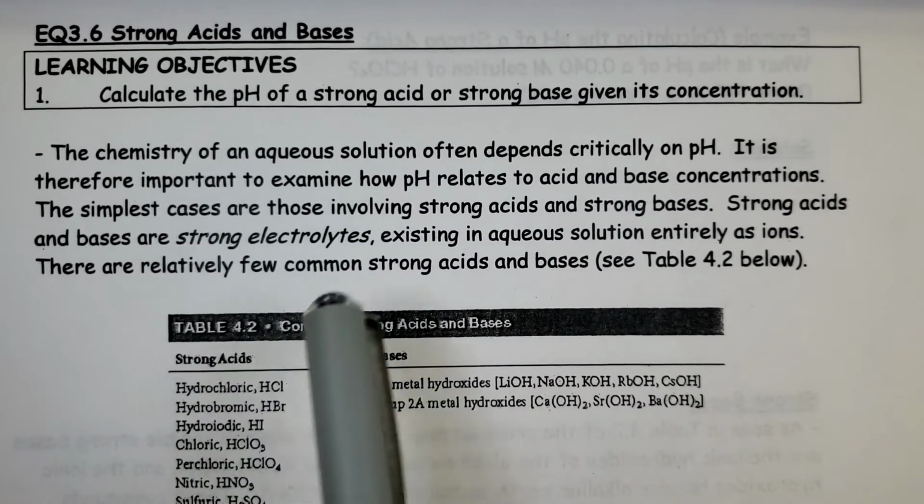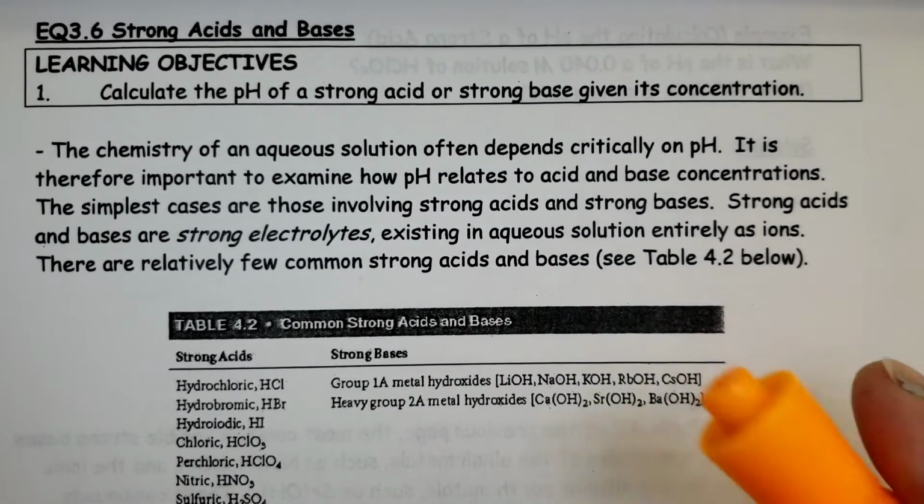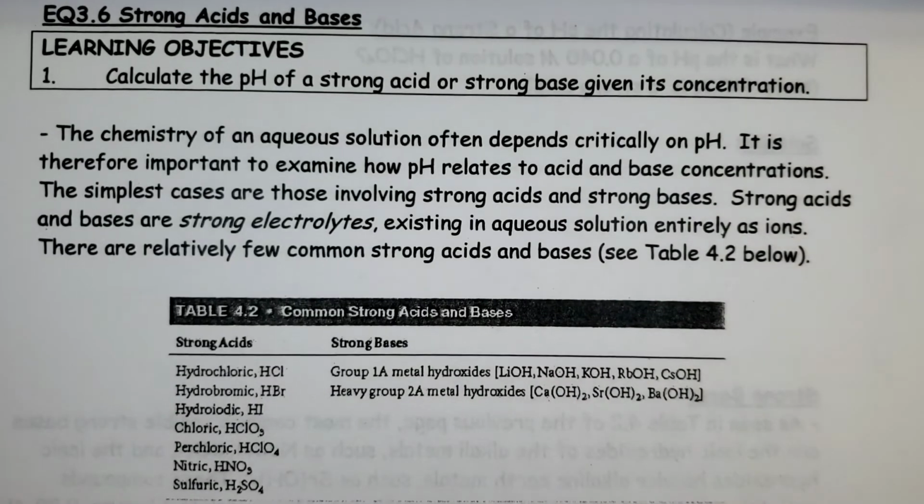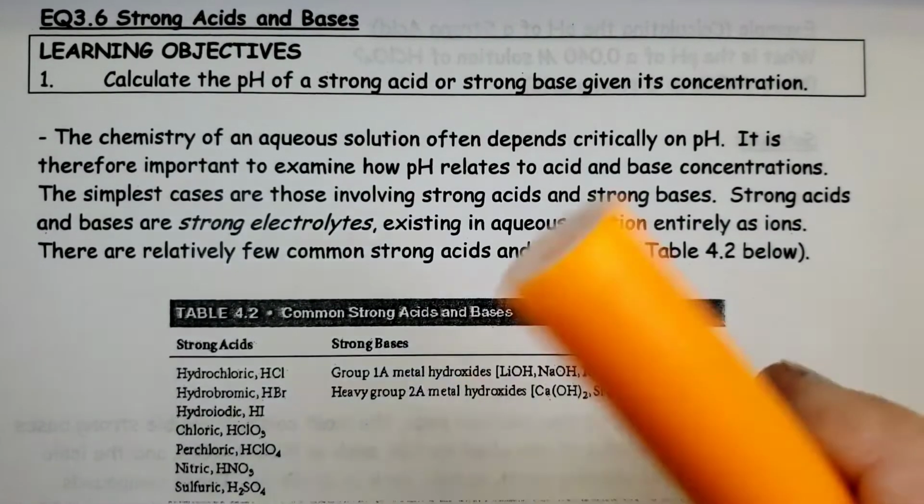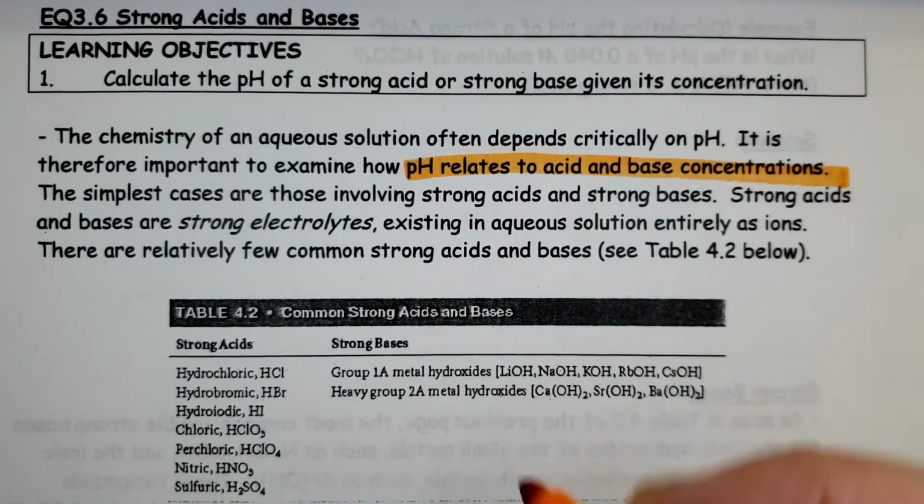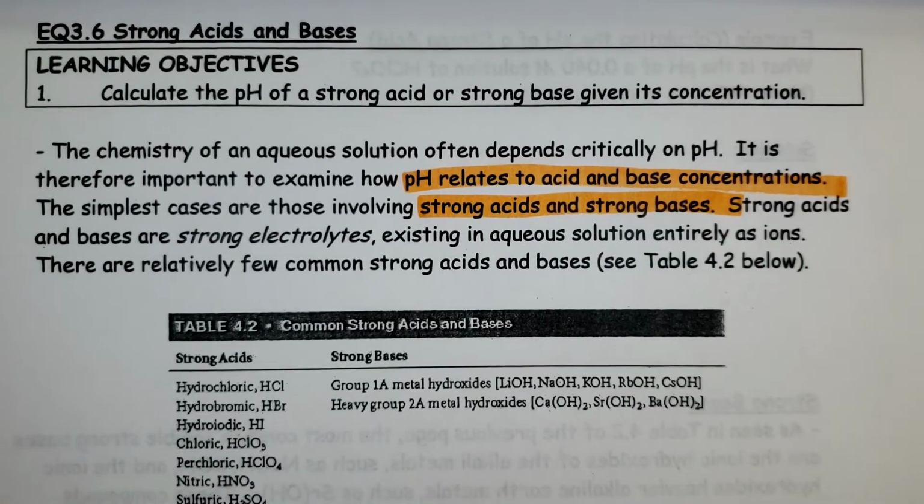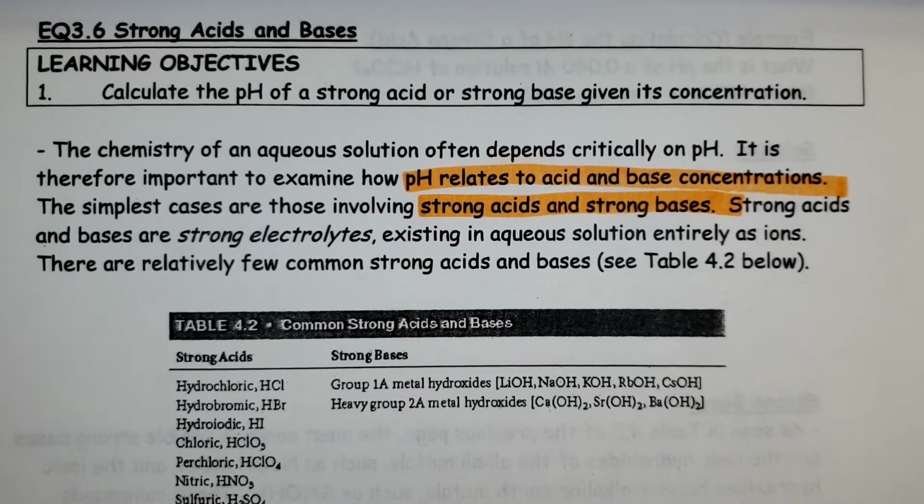The chemistry of an aqueous solution depends critically on the pH. It is therefore important to examine how pH relates to acid and base concentrations. So that's what we're looking at here. The simplest cases are those involving strong acids and strong bases. And in the next section we look at weak acids and weak bases.